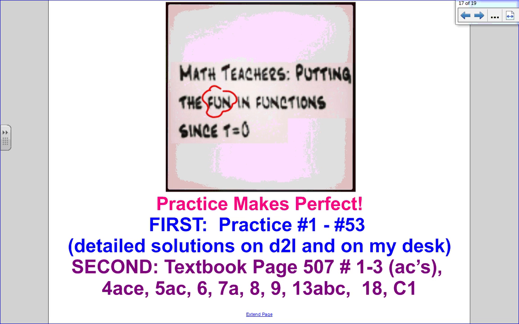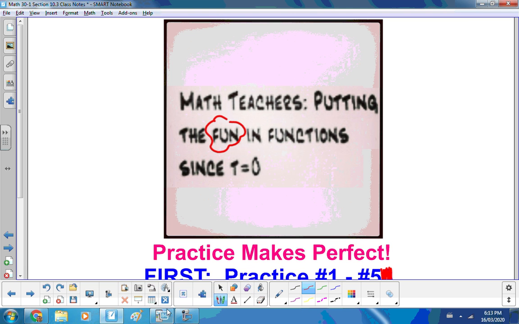Okay, so to do practice questions, I want you guys to do, wow, 1 to 53. That's a lot of questions. How about we just say 1 to 5? Wouldn't that be nicer? Let's do 1 to 5 for the practice questions. I have detailed solutions for all my practice questions on D2L. And then after that, I want you to move on to the textbook and try some of those questions. So that's it for functions and chapter 10.